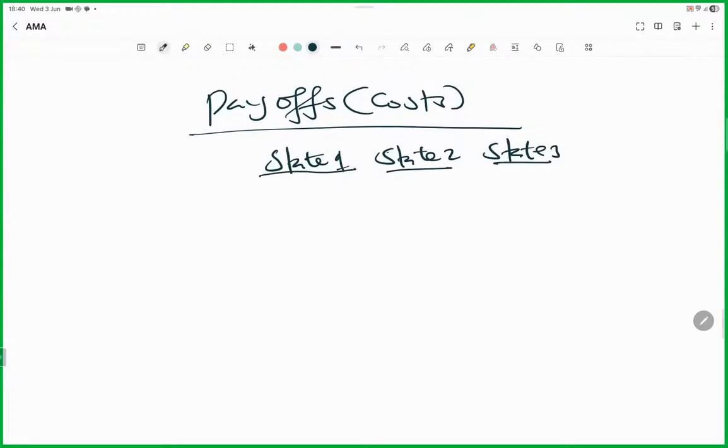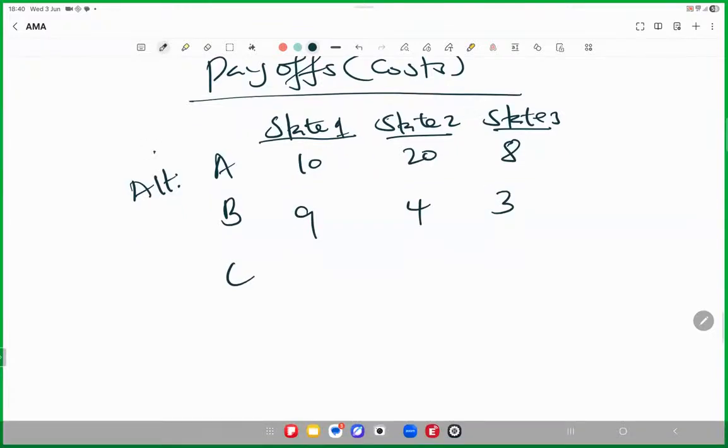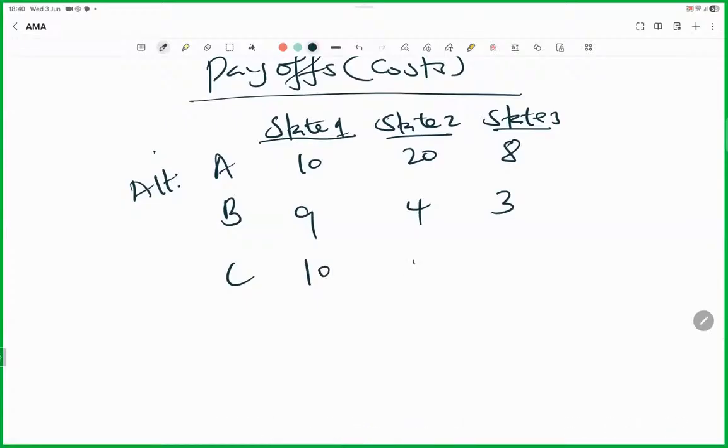And then we have alternatives here: A, B, C. 10, 20, 8, 9, 4, 3. 10 to 19. So I want you great students here, for 1,000 shillings, to give me the maxi decision. 1,000 shillings.